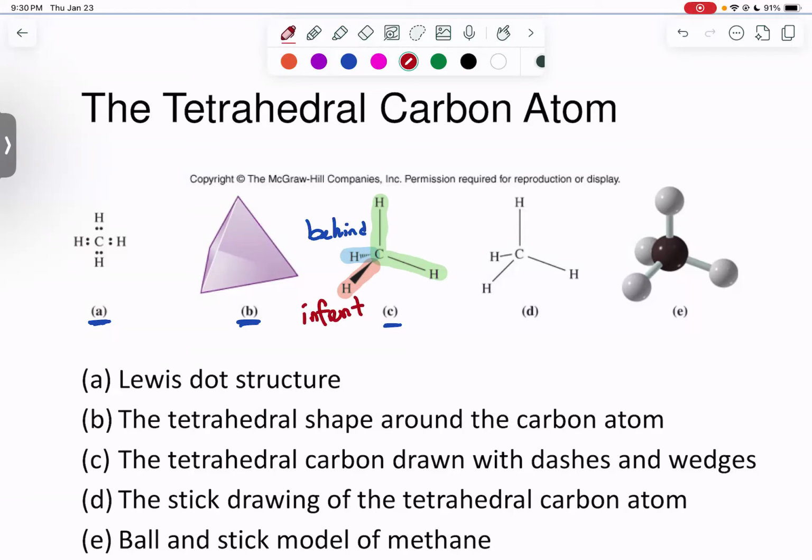So it's coming out towards you. And it gives 3 dimensions to a 2-dimensional thing, right? The stick drawing is not the best, but it kind of sort of does the same thing. And then E is an actual ball and stick model, but it still looks 2-dimensional, but it's the same thing.